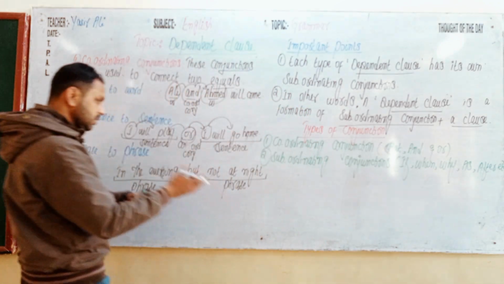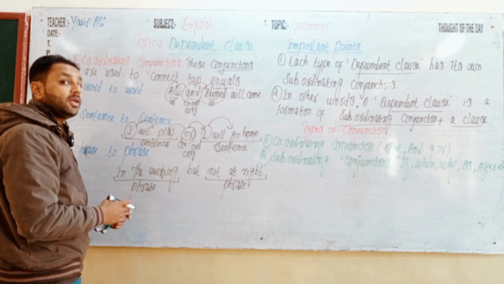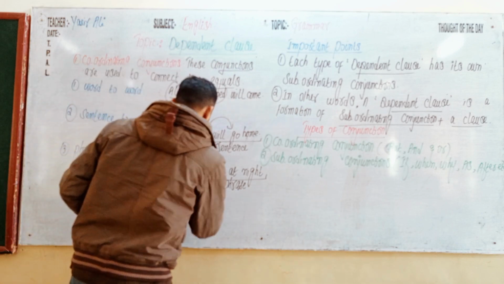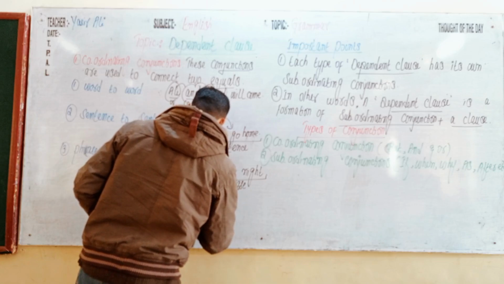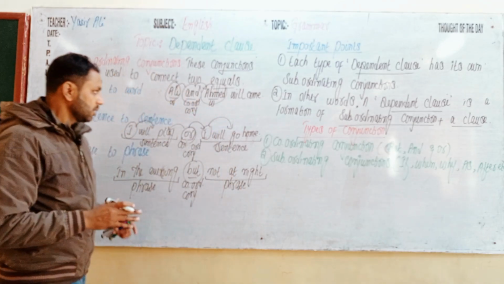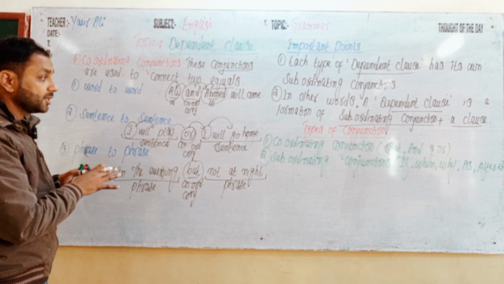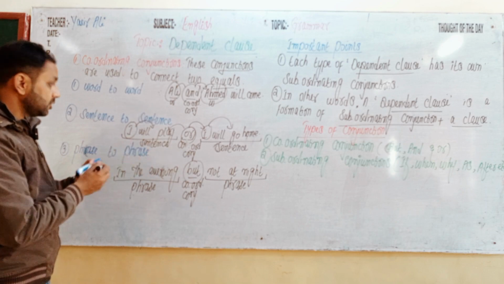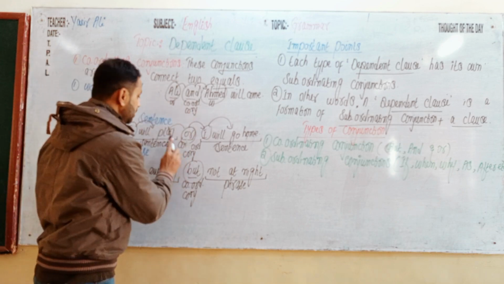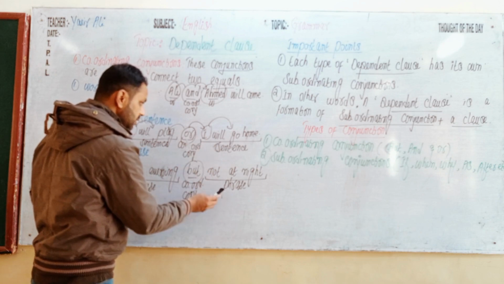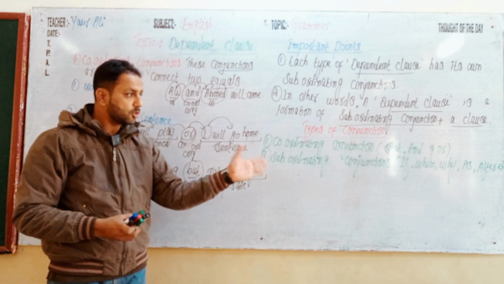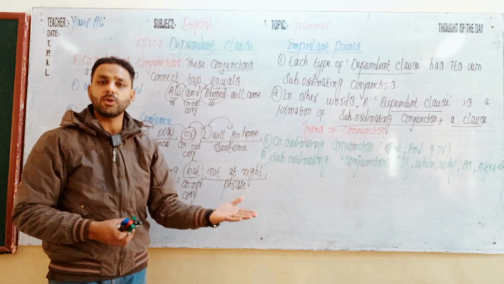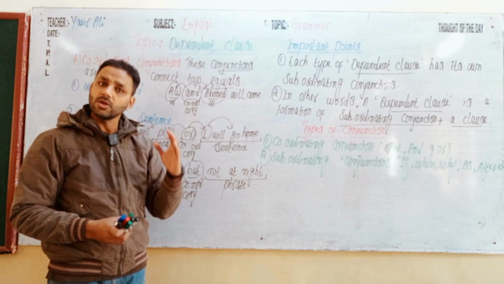So just say, not at night, but in the evening. Change the places. The position of but will remain constant. So this was the concept of coordinating conjunction. Coordinating conjunctions are used to connect two words, two sentences, two phrases. Coordinating conjunctions are impartial. They are not going to be partial. They are not going to become the part of any of the clauses.